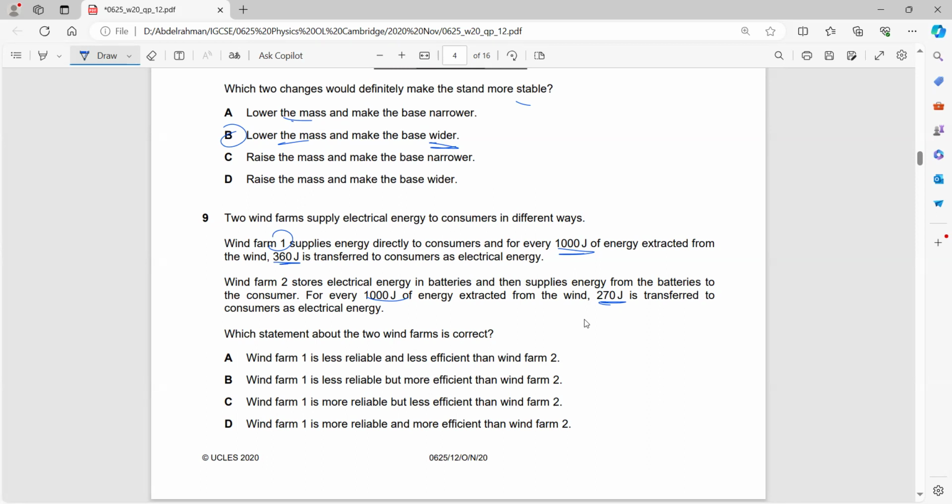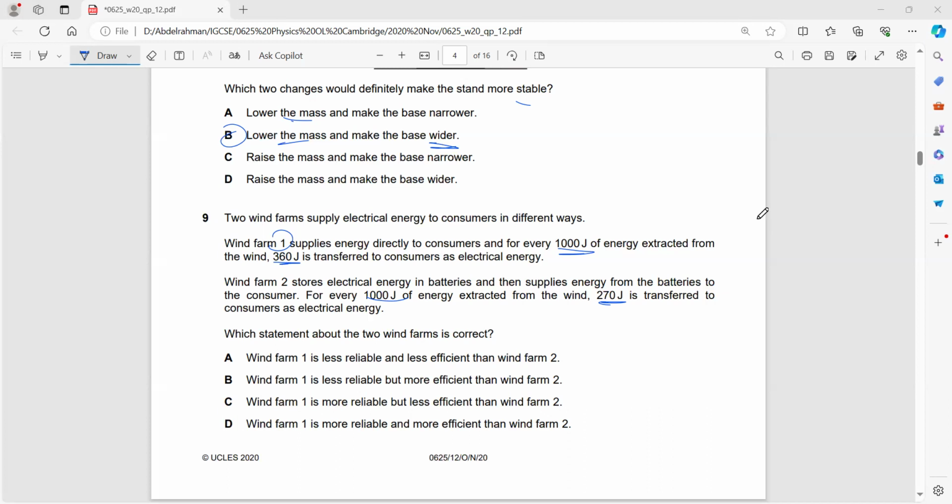This is a really interesting question. Which of them is more efficient? Which of them is more reliable? Wind farm 1, is it more reliable or less reliable? Well, to be honest, wind farm 1 would be less reliable. Why would wind farm 1 be less reliable? Because it supplies the energy directly. Okay, it does not store the energy at all. If it could store the energy, such as in wind farm 2, it would be more reliable.